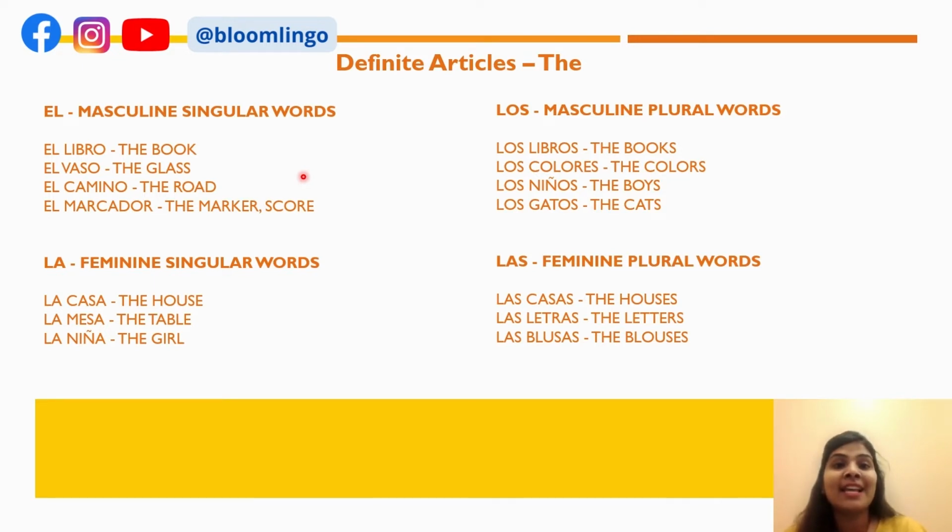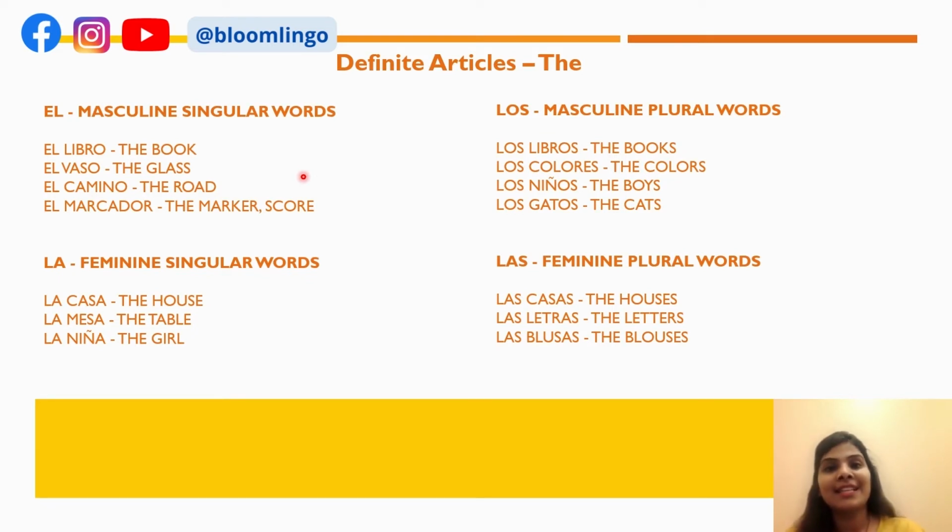And the masculine plural definite article is los. So if we make these into plural, it will be los libros, los colores, los vasos, los niños, los gatos, etc. Books, colors, boys, cats, etc. These words can be put to plural and they are all masculine plural words here in these examples.